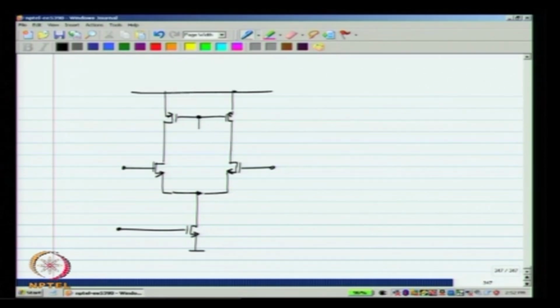I will not show any of the other details. This is how it will be operating, okay, and the outputs are here.